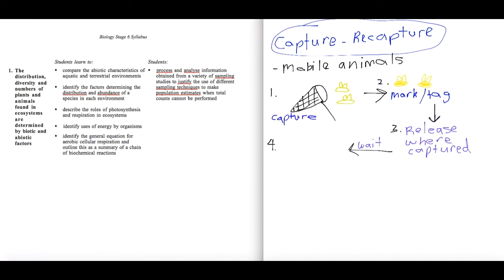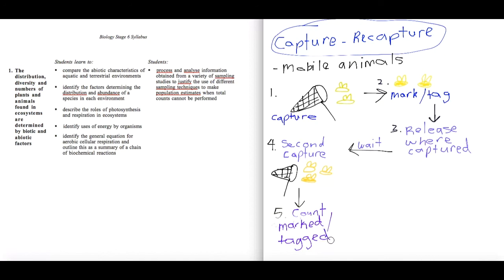And step 4 is actually then to go and capture another sample of that bee population from the same environment. And step 5 would then be to count all the marked and tagged bees from your second captured population. So from this example, you can see that we've got one of those bees coloured in. So you've got a total of one of that population of bees which you had already captured the first time.